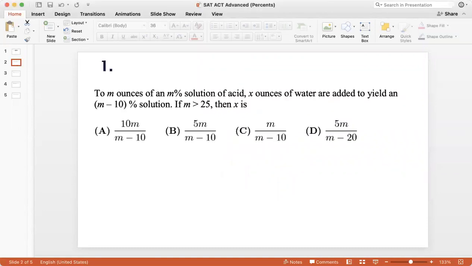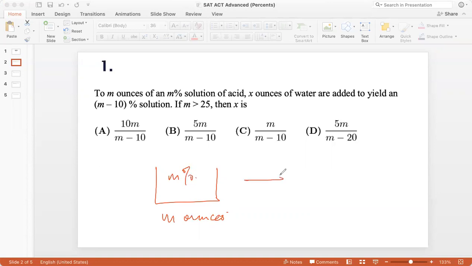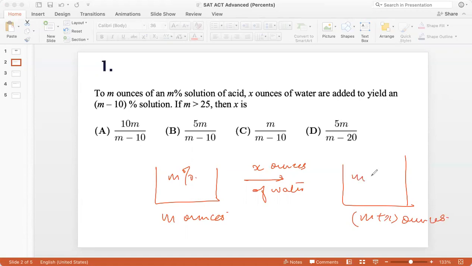Question 1. To m ounces of an m% solution of acid, x ounces of water are added to yield an m minus 10% solution. If m is greater than 25, then what is x? So you have here m ounces of an m% solution of acid, and to that you add x ounces of water. So you ultimately get m plus x ounces of the solution, and this has m minus 10% acid, right?